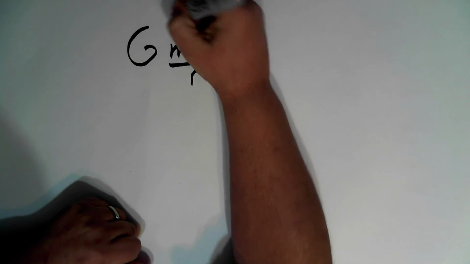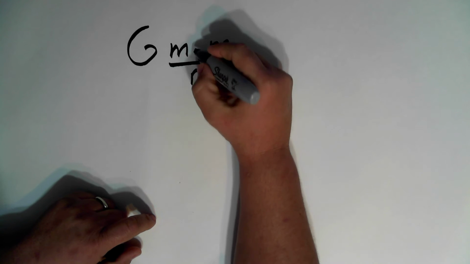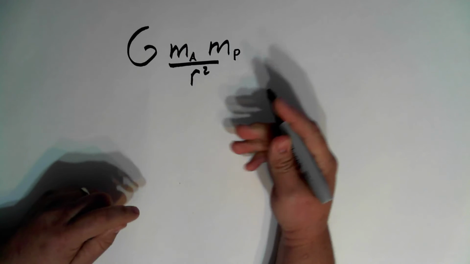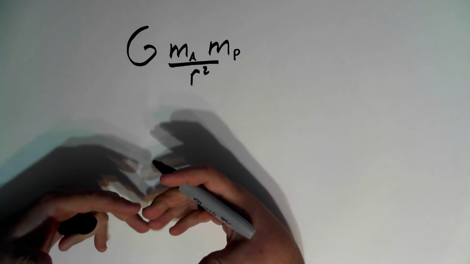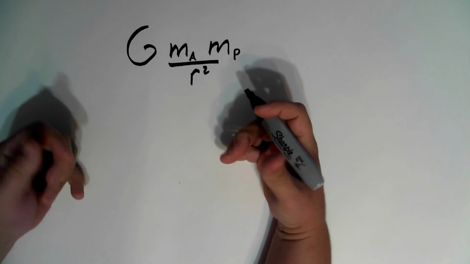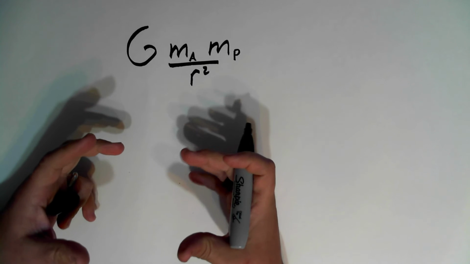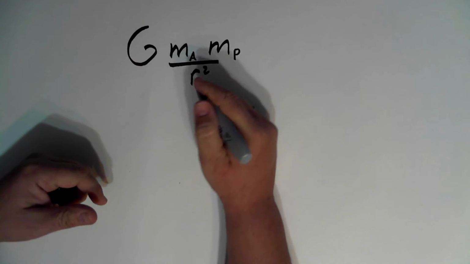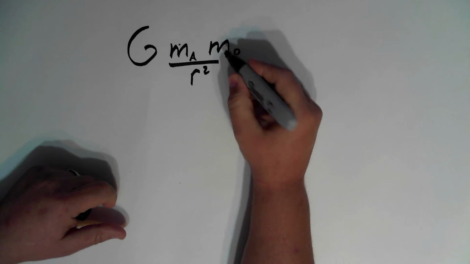Here we go. So G is the gravitational constant of the universe, m we're going to call the active mass, and this the passive mass. The active mass is the mass that we are generating the force from. The passive mass is the object that is sitting inside the gravitational field. And r is the distance between this object and that object.